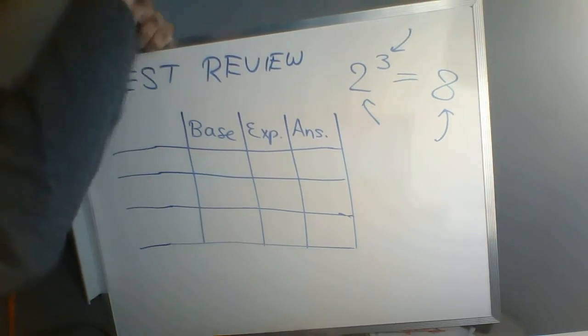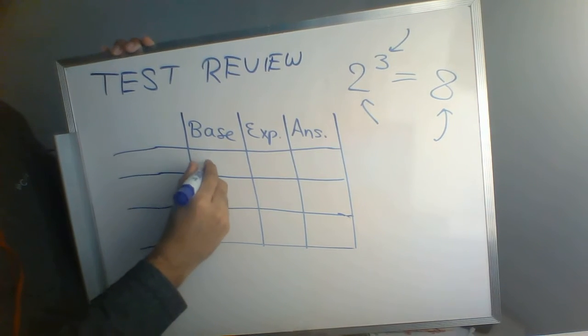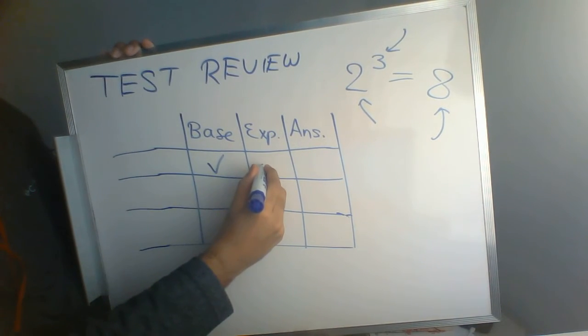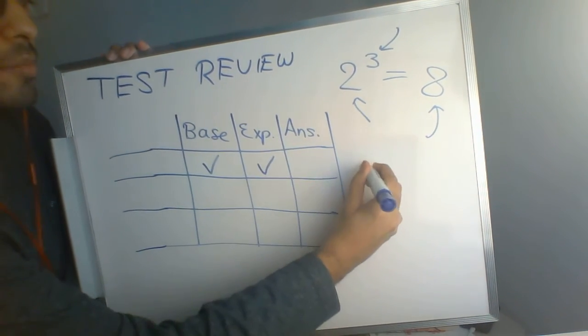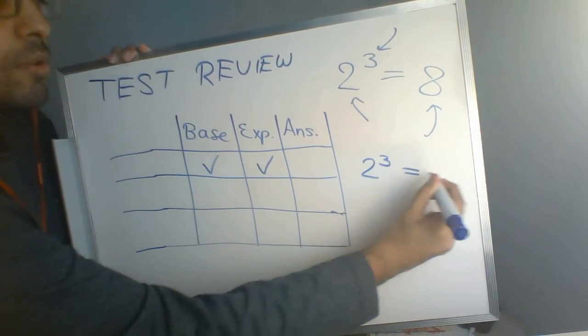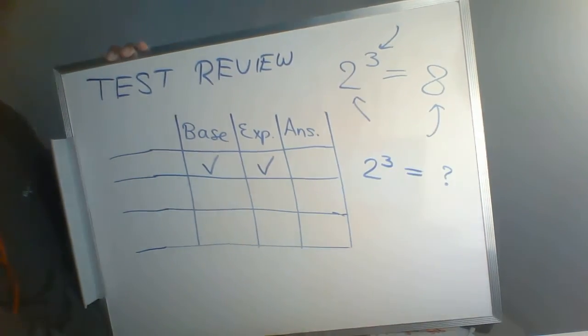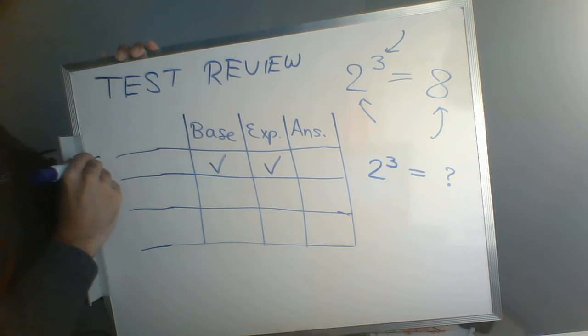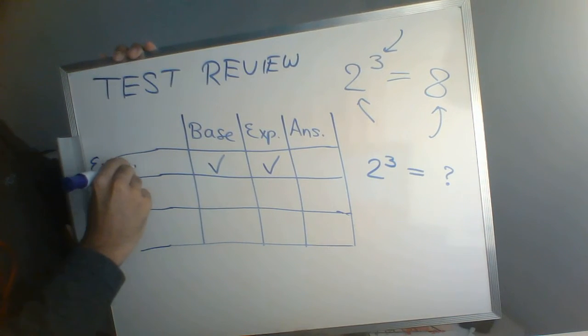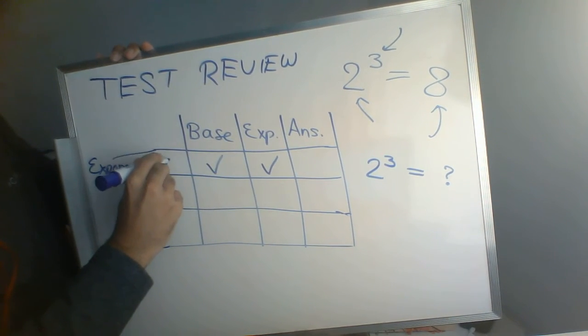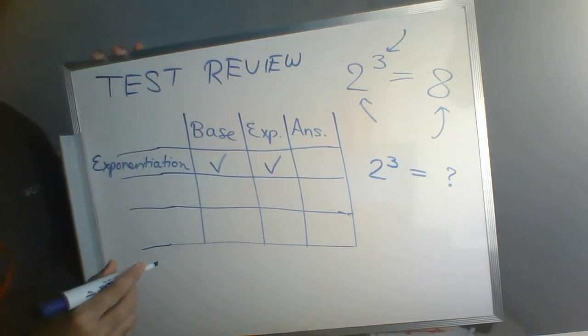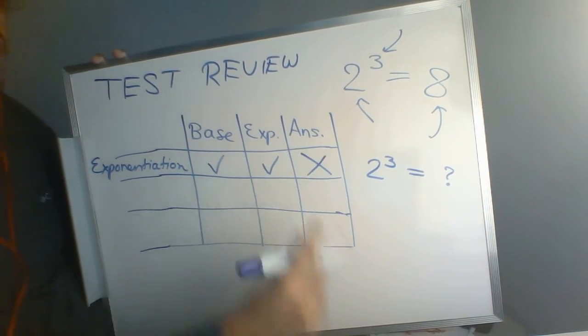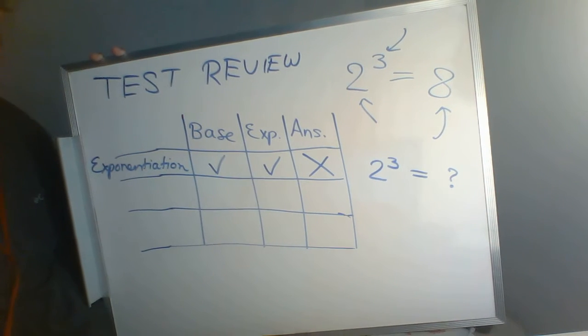So if you're given the base and you're given the exponent, that would be something like 2 cubed equals what? Tell me what 2 cubed is equal to. That's what we started off the unit with. That was exponentiation, right? So just working with exponents. And so the answer is the thing that you have to provide me with. That's the thing that I don't give you.